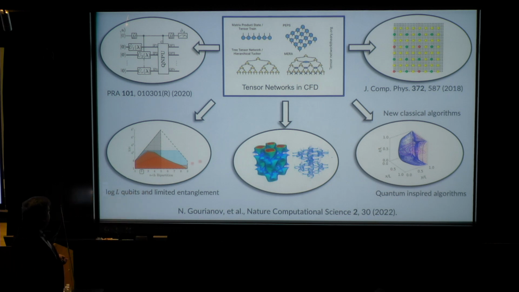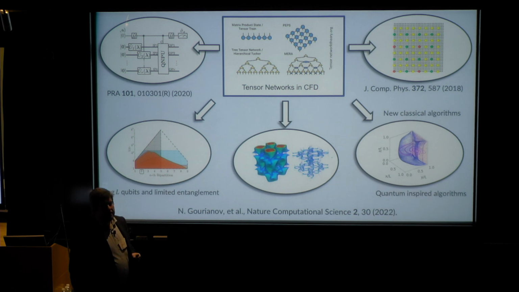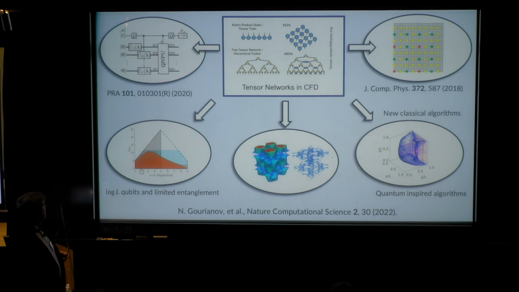We find, and I think this is the key, that only a logarithmic number of qubits are needed compared to the grid that you want to describe, and that there is very limited entanglement that is needed. So this cutting off the top of the pyramid is a massive saving compared to any kind of direct numerical simulation.